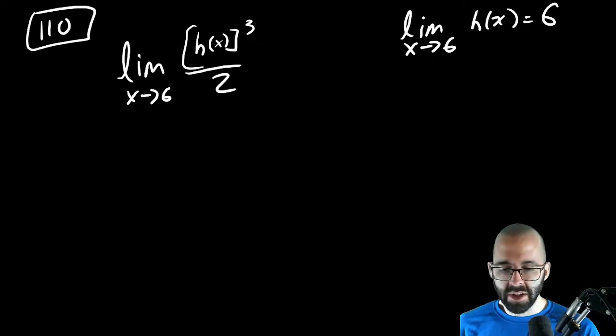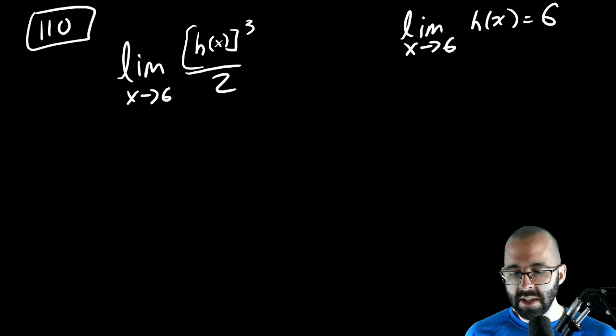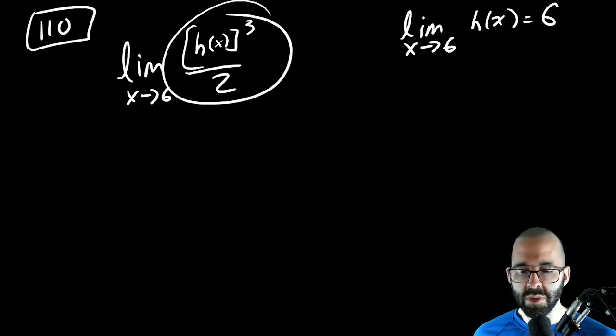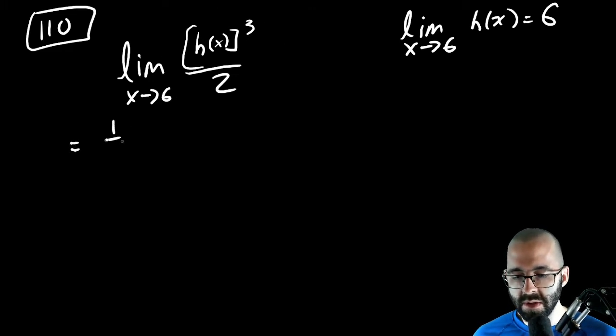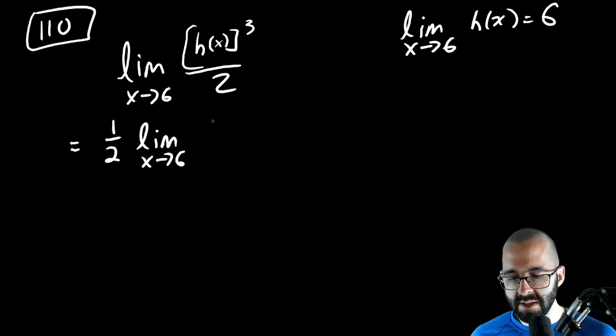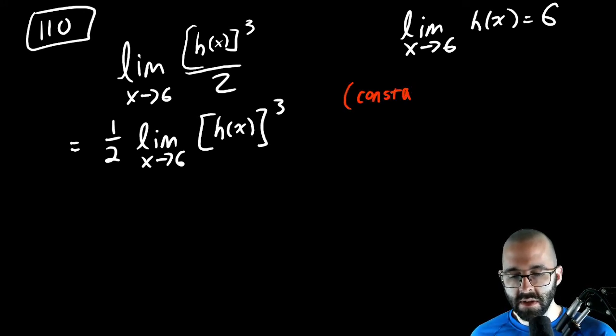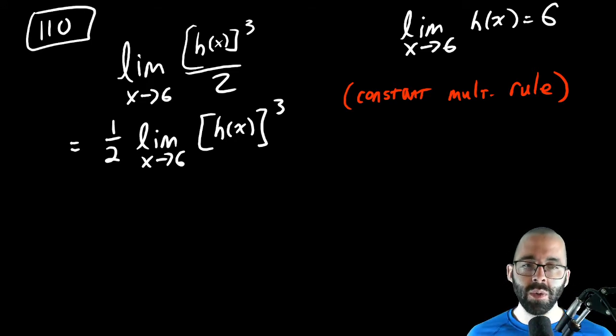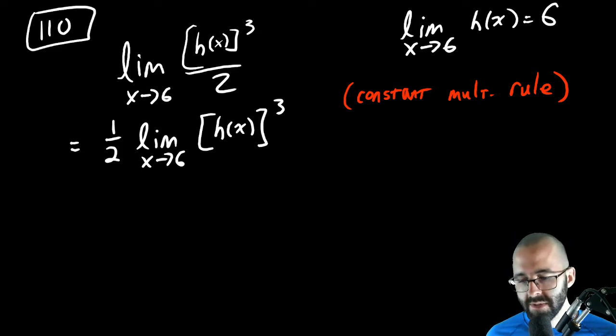So we'll evaluate with limit laws. Notice that something divided by 2 is the same as multiplying by 1/2. We can use a constant multiple rule. This is 1/2 times the limit as x approaches 6 of h of x cubed. This is our constant multiple rule. Don't remember what the constant multiple rule is? Look it up either in the top of the section in the textbook or with the handout on Canvas.